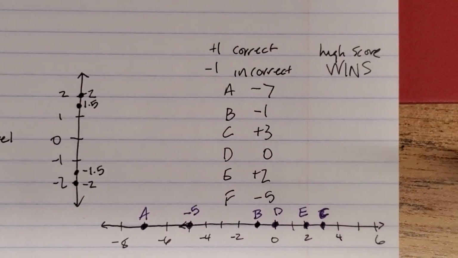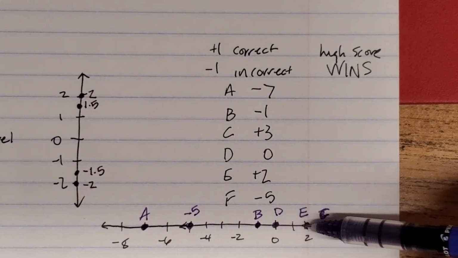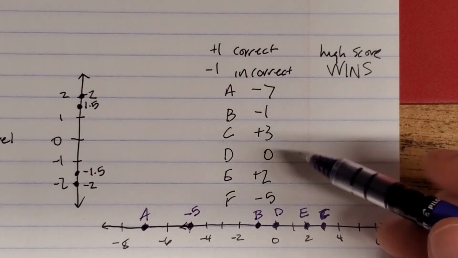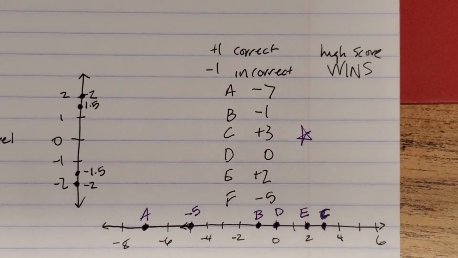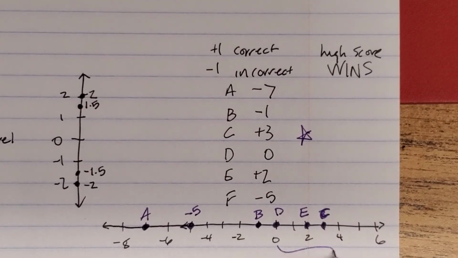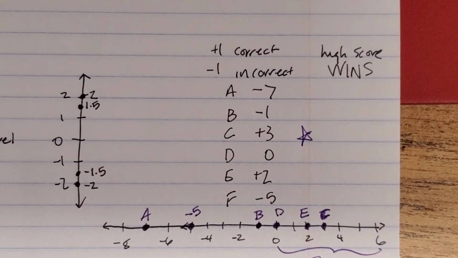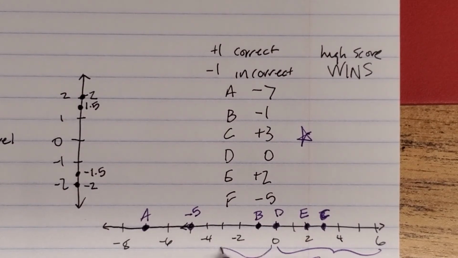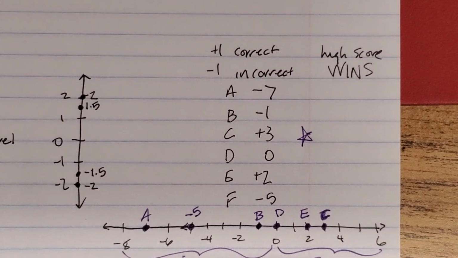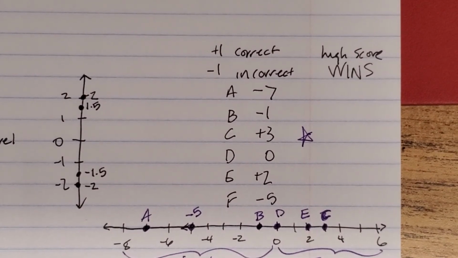Okay, so who won? Well, whoever had the biggest score, and that means the distance furthest from 0 on the positive side, C. C had the biggest number. All right, so let's remember something. On a number line, to the right are your positive numbers, and to the left are your negative numbers. All right?